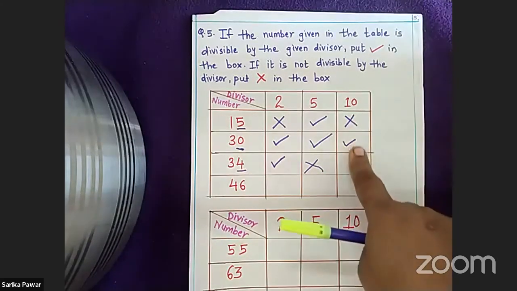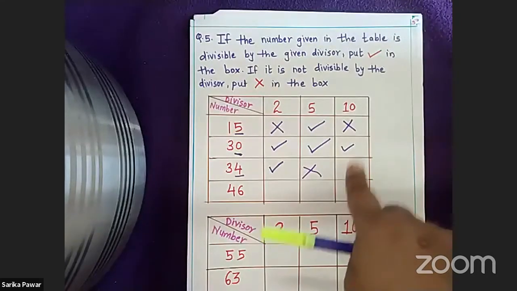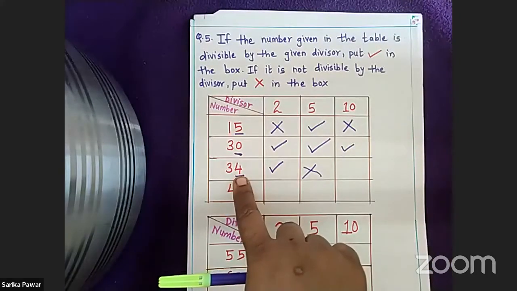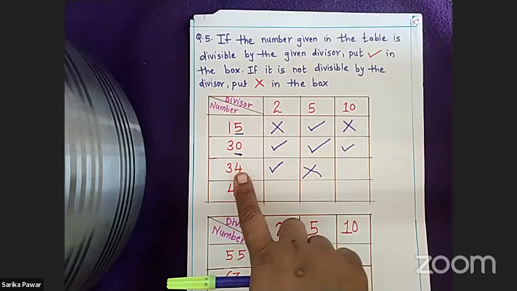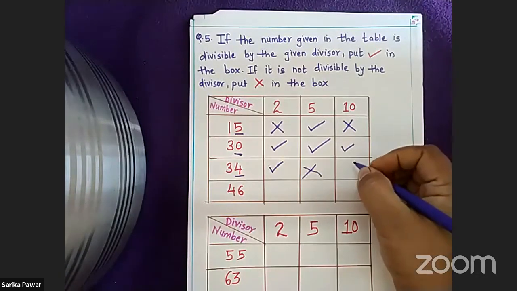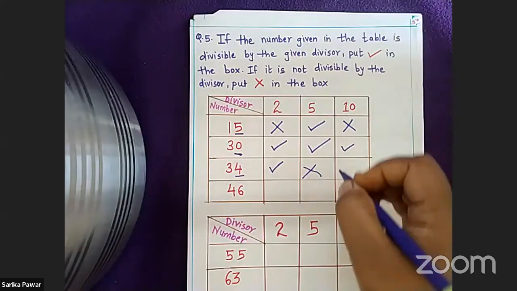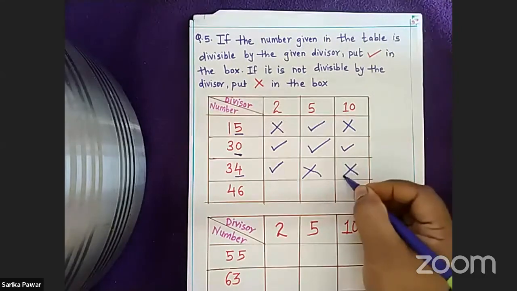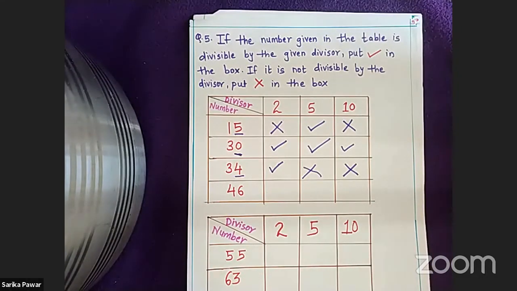And in the divisibility test of 10, what do we require? We require 0 in the unit place. But here number 4 is there. So this number is not completely divisible by 10. So I will put a cross mark here. Okay.